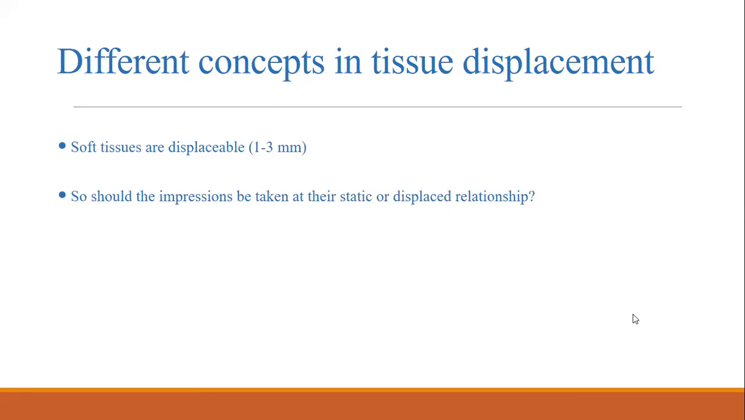Different concepts in tissue displacement. Soft tissues are displaceable. This is a rule, from 1 to 3 millimeters. So should the impression be taken in the static or displaced relationship? لما أنا بدي أجي أخذ قياس، إحنا حكينا مش في عندنا ميوكوزا وسب ميوكوزا وبون. هلا هاي الميوكوزا we can compress this mucosa, we can displace this mucosa. فأنا لما بدي أجي أخذ قياس، هل أنا لازم أخذ هذا القياس وأضغط على التيشوز كثير ويصير لها displacement، ولا أخذها وهي static، هي في مكانها ما تتحرك، أوكي؟ ما تنضغط.